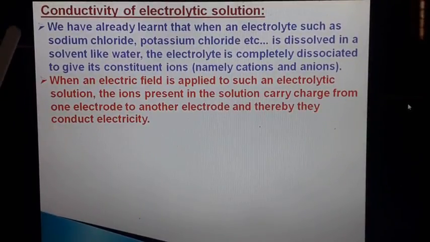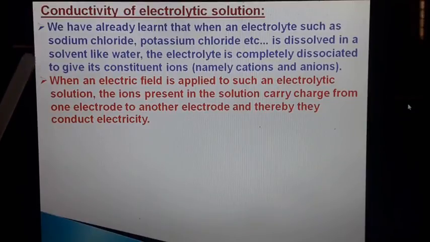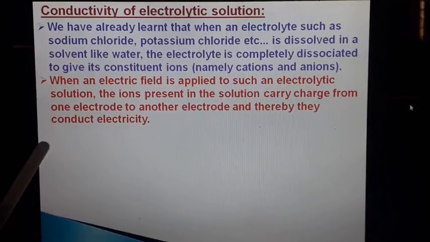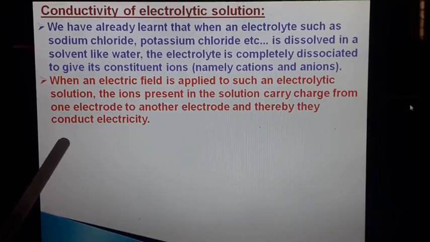When an electric field is applied to such an electrolytic solution, where electrolytic solution means sodium chloride or potassium chloride dissolved in water, they act as an electrolyte. We pass the current to the solution. The ions present in the solution carry charge from one electrode to another electrode, thereby they conduct electricity. How do they conduct electricity? Anions move to the anode and cations move to the cathode.